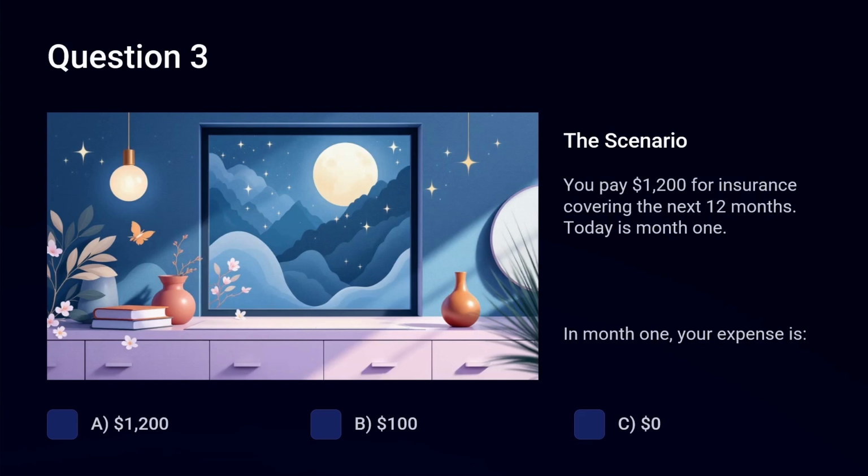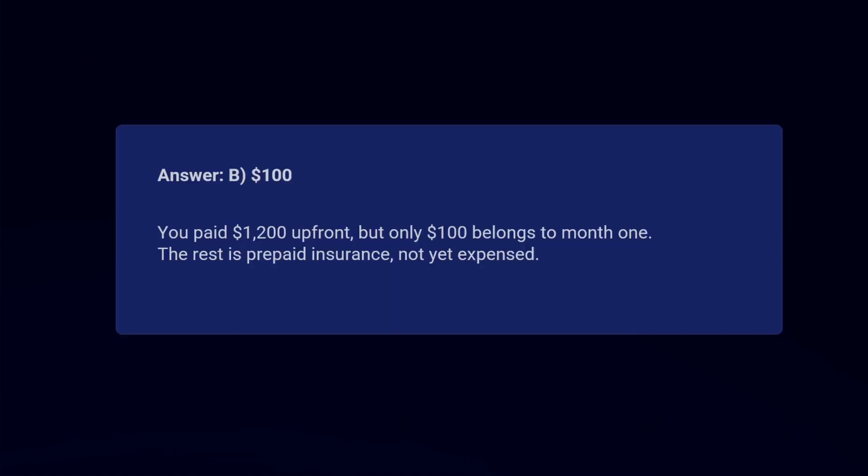And the answer is answer B, 100 US dollars. Why? You paid 1,200 US dollars up front, but only 100 US dollars belong to month 1. The rest is prepaid insurance, not yet expensed. Did you get it right?